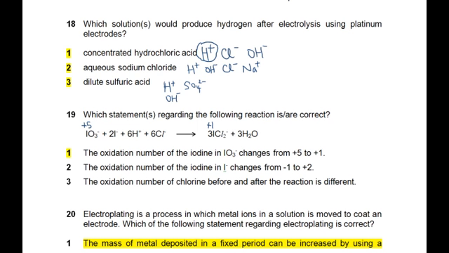For aqueous sodium chloride, we have H+, OH-, Cl-, and Na+. You got to compare between H+ and Na+. Which one is going to get discharged? Na is so reactive, it can't get discharged, so it's out. So we will get H+ to get discharged. Dilute sulfuric acid, you have H+, OH-, SO4 2-. H+ is the only positive ion, so it's going to get discharged. So all three options are correct.